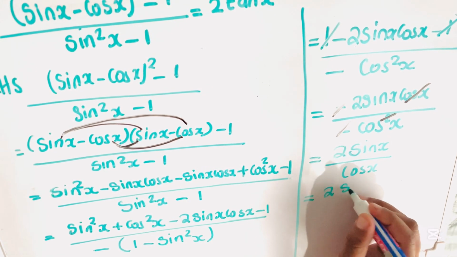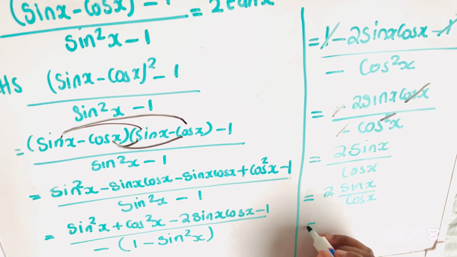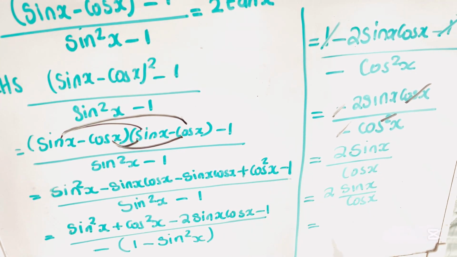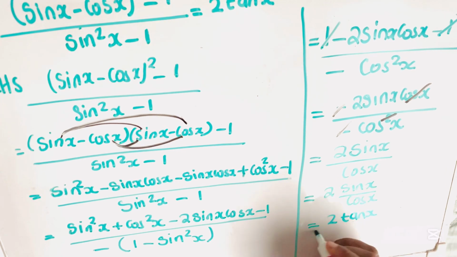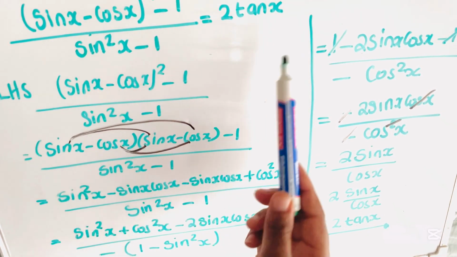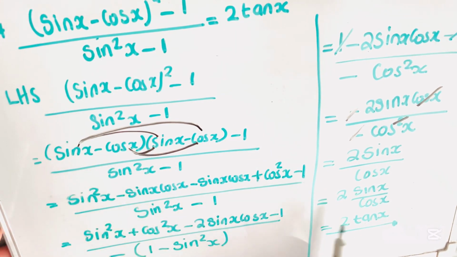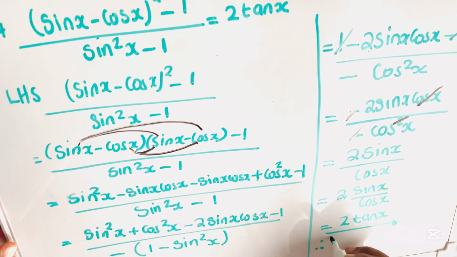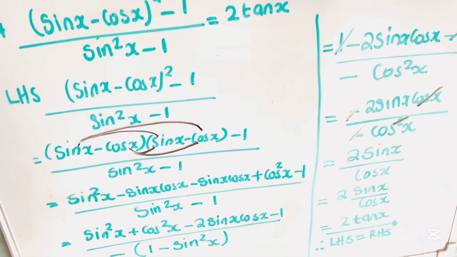2 times sine x over cos x. We said sine x divided by cos x is the identity of tan x. Therefore, this is 2 tan x. The final. The question was to prove if the left-hand side is equal to the right-hand side. Indeed, we worked with the left-hand side and it has 2 tan x. So we can therefore conclude that the left-hand side is equal to the right-hand side.